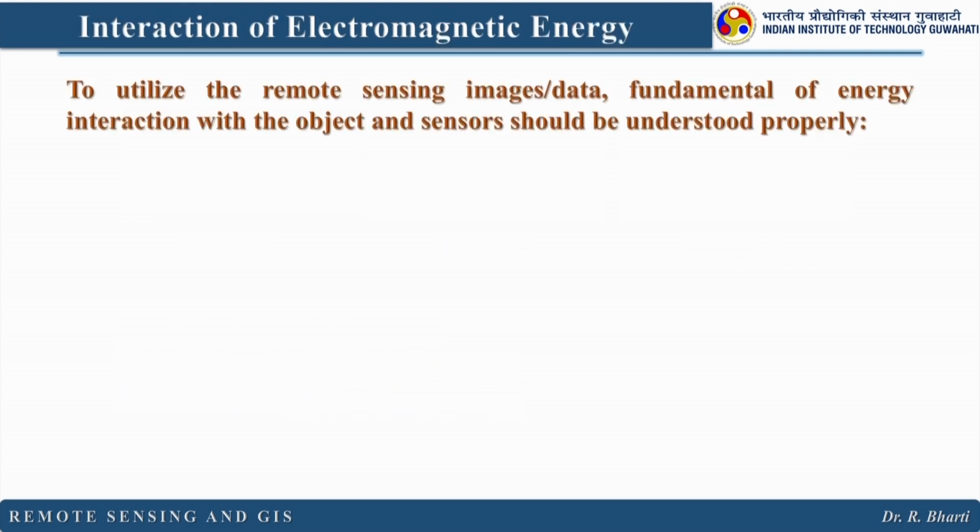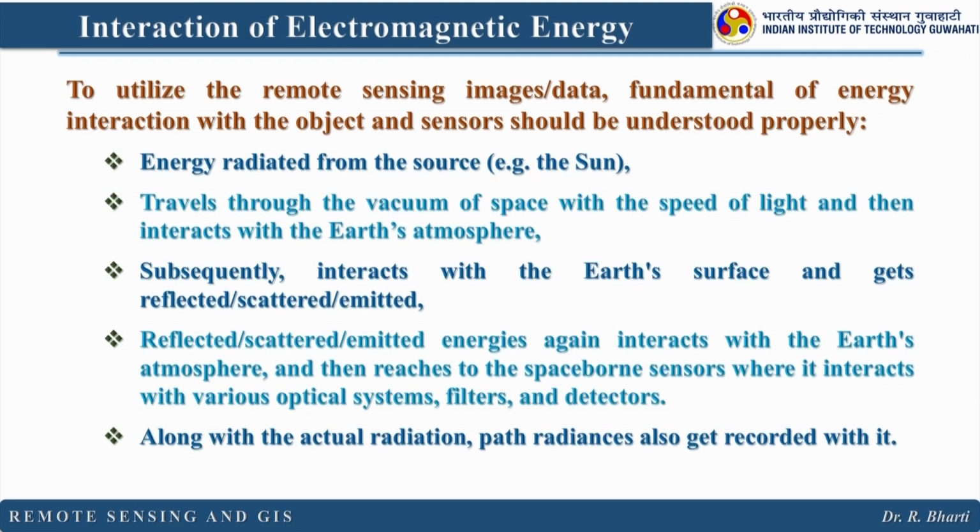Now, interaction of electromagnetic energy with matter. To utilize the remotely sensed image, the fundamentals of energy interaction with object and sensor should be understood properly. So, let us start from the beginning. Energy is radiated from the source, and in this case we are always referring to passive remote sensing. The sun is our source, which travels through the vacuum of space with the speed of light and then interacts with the Earth's atmosphere. Subsequently, it interacts with the Earth's surface and gets reflected, scattered or emitted in different wavelength regions. This reflected, scattered or emitted energy again interacts with the Earth's atmosphere and then reaches the space-borne sensor, where it interacts with various optical systems, filters and detectors, and subsequently gets recorded.